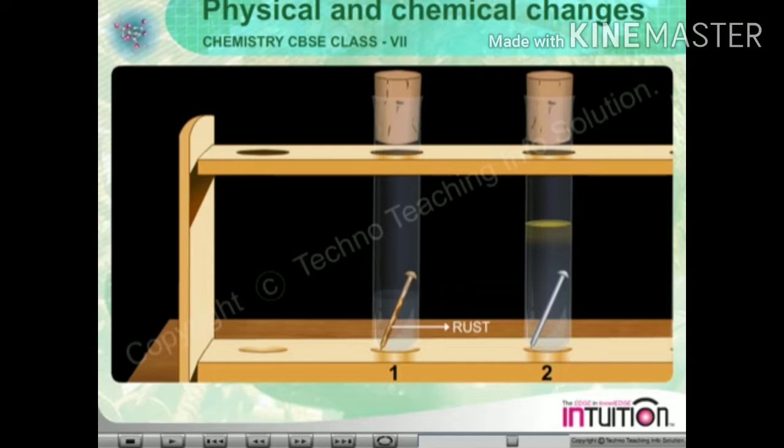Why does the iron nail get rusted in test tube 1? Yes, it is in contact with air and water. From these reactions we can conclude that certain chemical reactions take place only when the reactants are brought in contact with each other in their physical state.